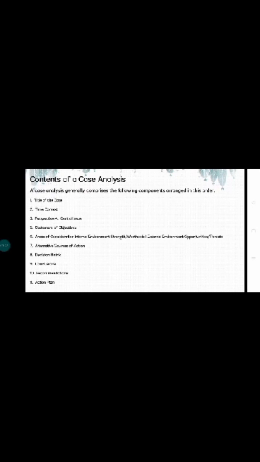Contents of case analysis. A case analysis generally comprises the following components arranged in this order: title of the case, time context, perspective, central issues, statement of objectives, areas of consideration, internal environment, strengths, weaknesses, external environment, opportunities and threats, alternative courses of action, decision matrix, conclusion, recommendation, action plan.